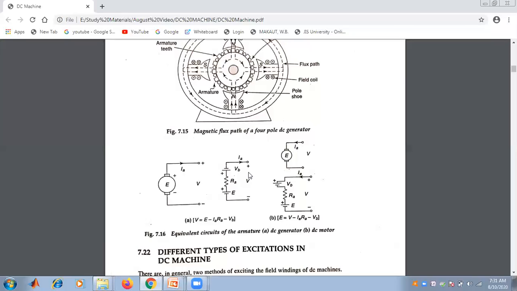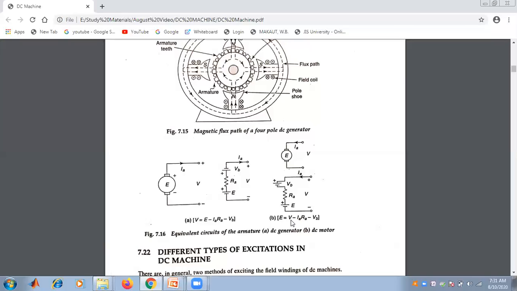In case of the generator, mechanical energy is converted to electrical energy. In case of the motor, electrical energy is converted to mechanical energy. So E equals V minus IARA minus VB, where E is known as back EMF.